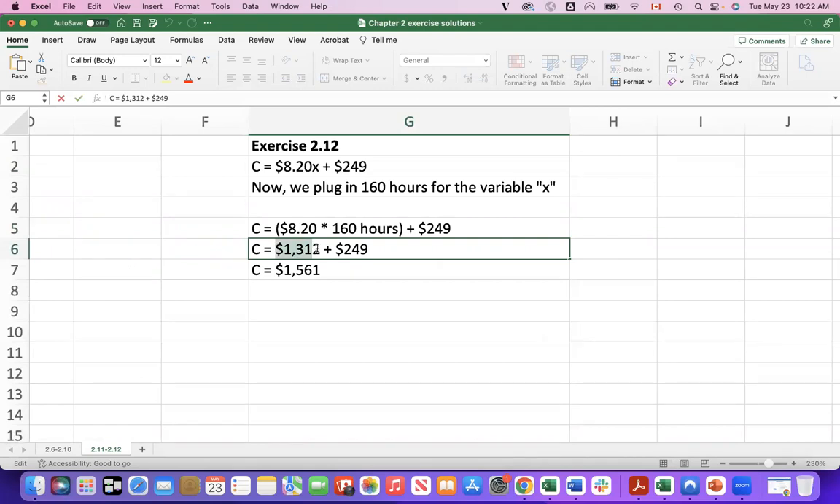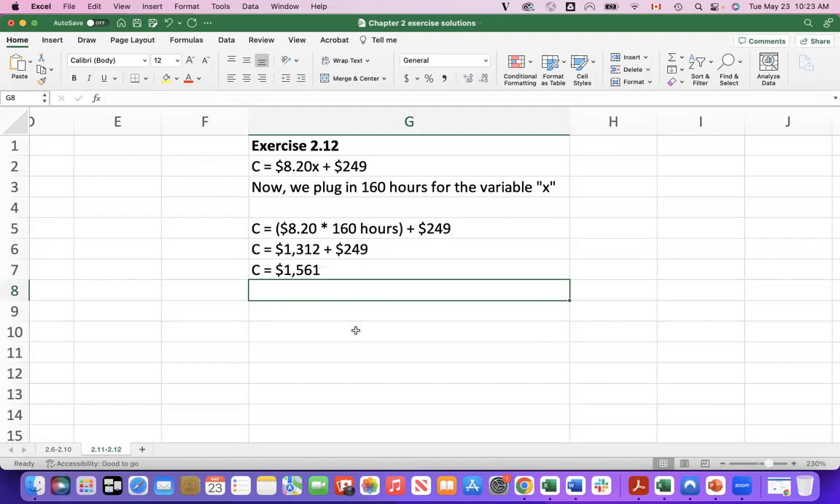What does this number represent? That 1,312, that is the total variable cost related to this utility cost. So of the final answer, which is 1,561, that's what we would expect to pay in total utility costs at an activity of 160 salon hours. Of that $1,561, based off of our cost formula, 1,312 of it is variable, and then as we've already determined, 249 of it is fixed.